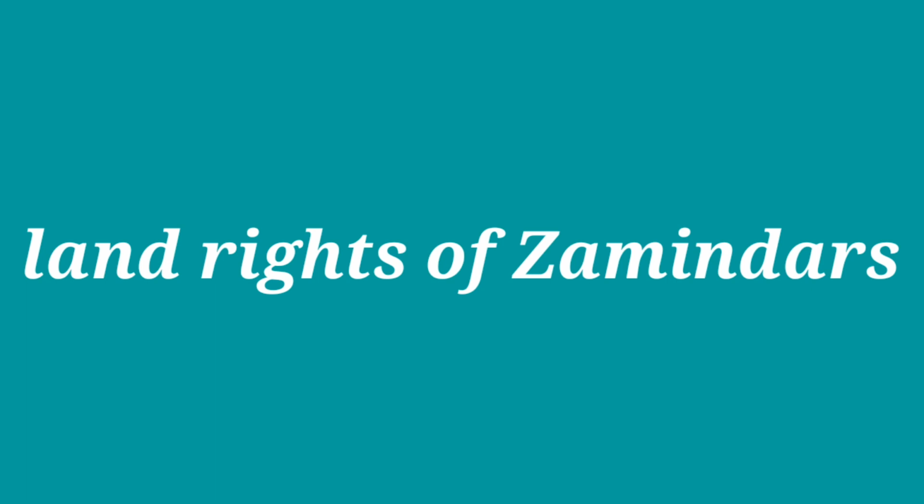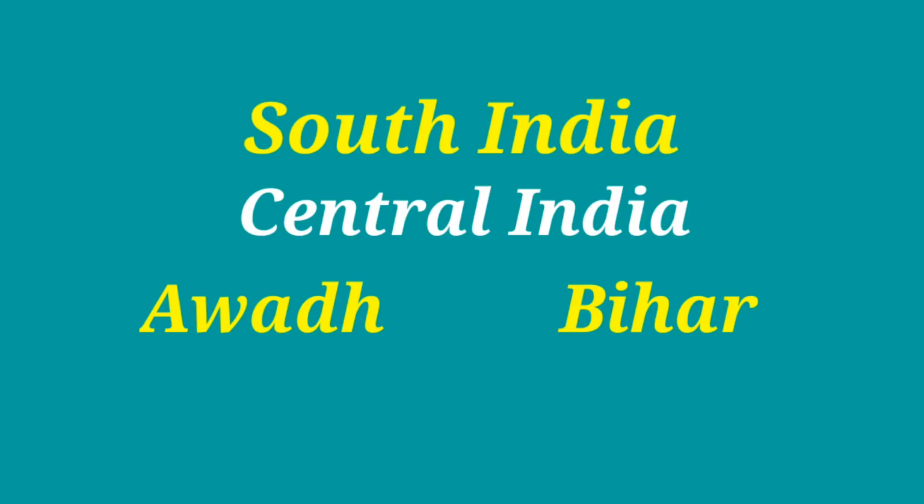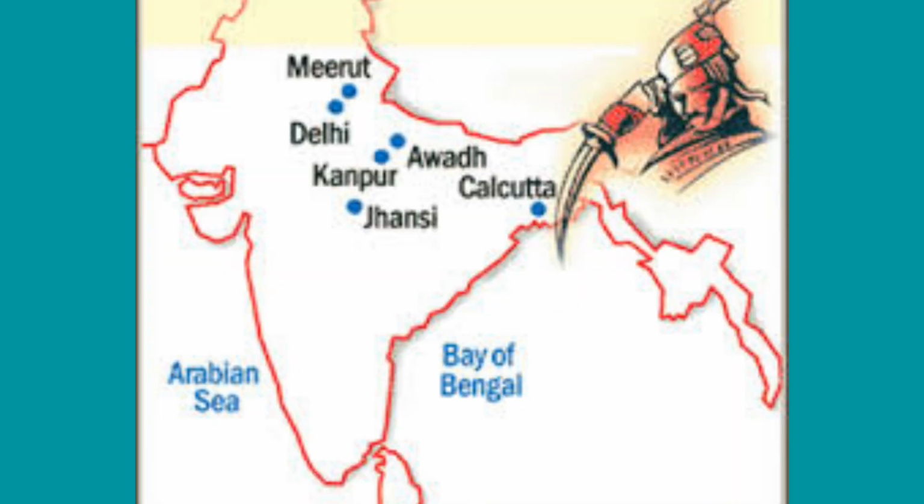The next thing is, the British decided to increase the proportion of European soldiers in the Indian army. Apart from that, they decided to recruit soldiers from Sikhs, Gurkhas and Pathans, instead of selecting from South India, Central India, Awadh and Bihar. You know very well, the revolt had been started by the Sepoys from the regiments of Central India, Awadh and Bihar. So in order to avoid the same situation again, these people were denied. This is also one of the results of the Great Revolt of 1857.